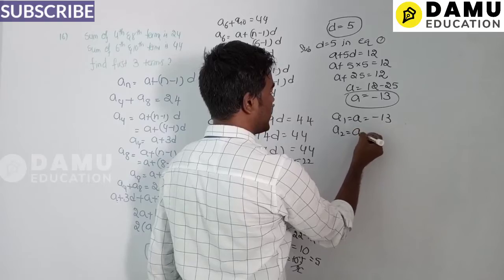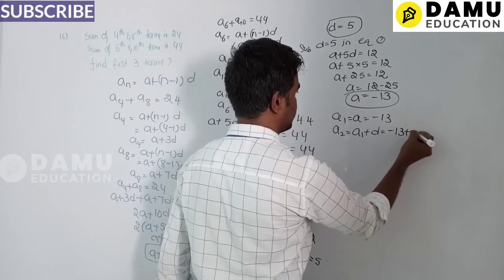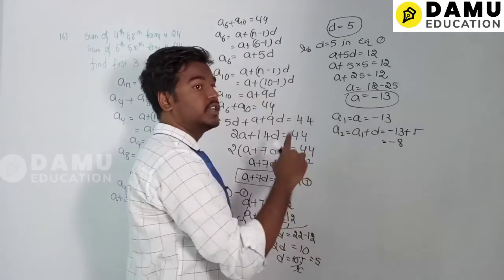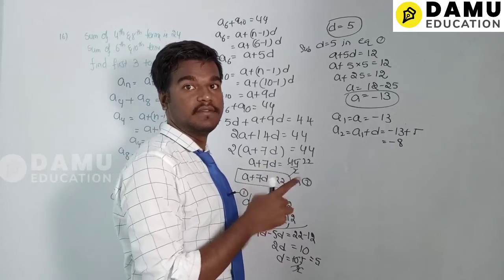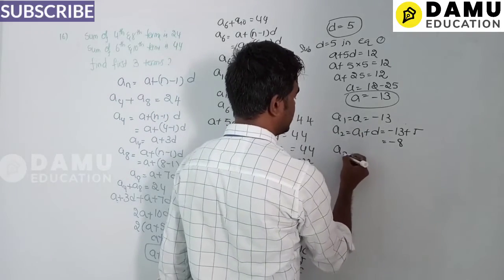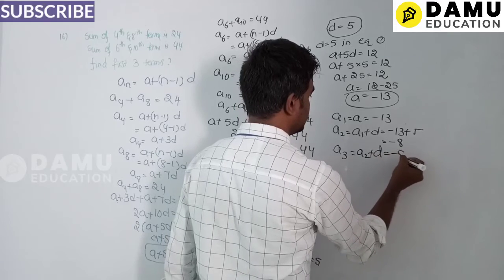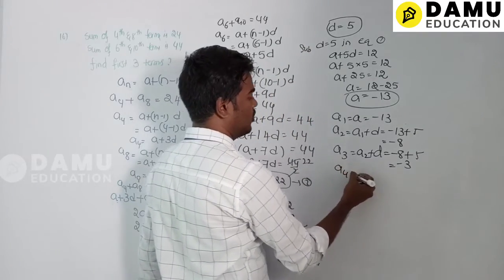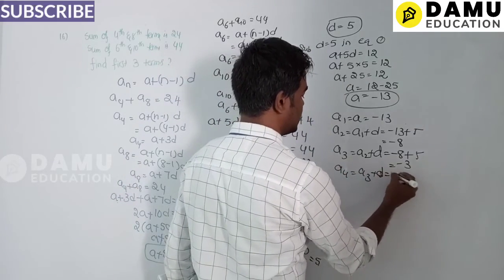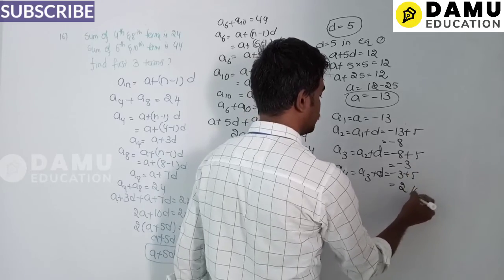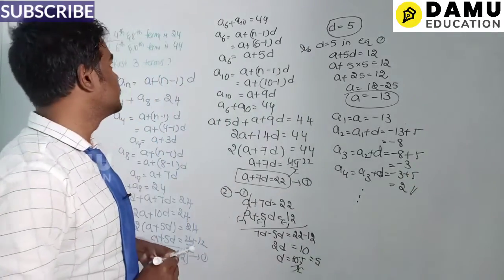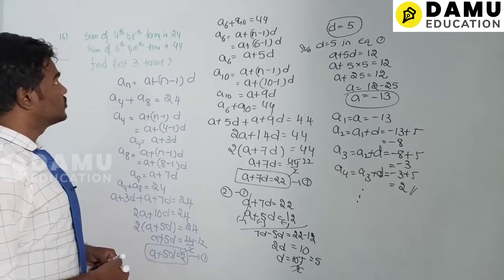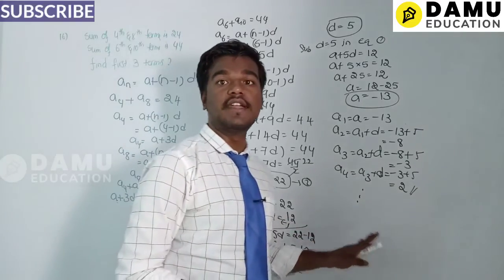Then A2 will be equal to A1 plus D. A1 is minus 13 plus 5. So what value do we get here? Minus 8, because 13 minus 5 is 8, and 13 is bigger so the sign is minus. Then A3 will be equal to A2 plus D. A2 is minus 8 plus 5, so we get minus 3. Then A4 is A3 plus D, that is minus 3 plus 5, which is plus 2. These are the terms you can calculate, and we can go like that up to the 4th, 5th and 8th terms. So these are the first three terms they asked for. This is the way to find the calculations.